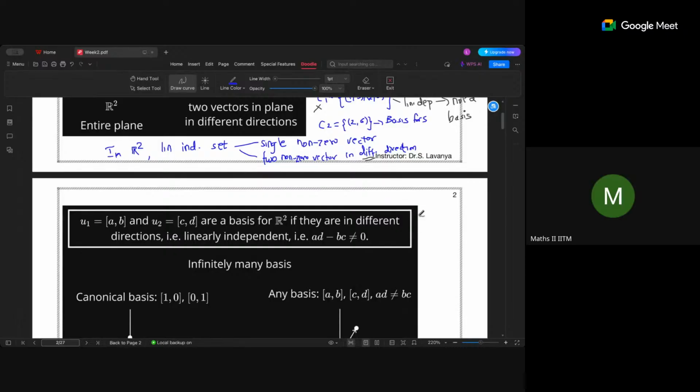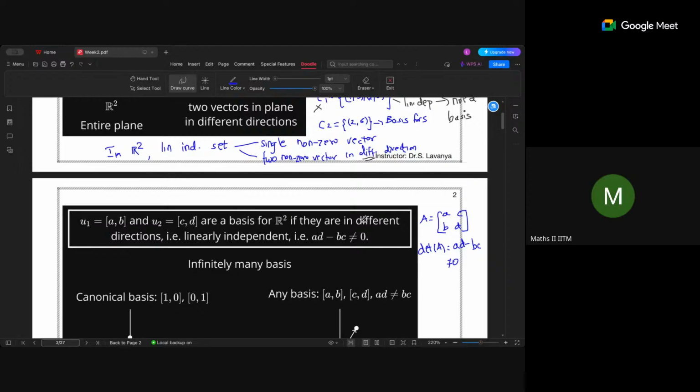So here you have, suppose A is equal to, okay, you have A, B, C, D. Suppose you are writing the vectors in the form of this matrix, where these vectors are the columns of the matrix. What is the determinant of A? Determinant of A is AD minus BC, right? So if your AD minus BC is non-zero, then we can say that U1 and U2 are linearly independent.